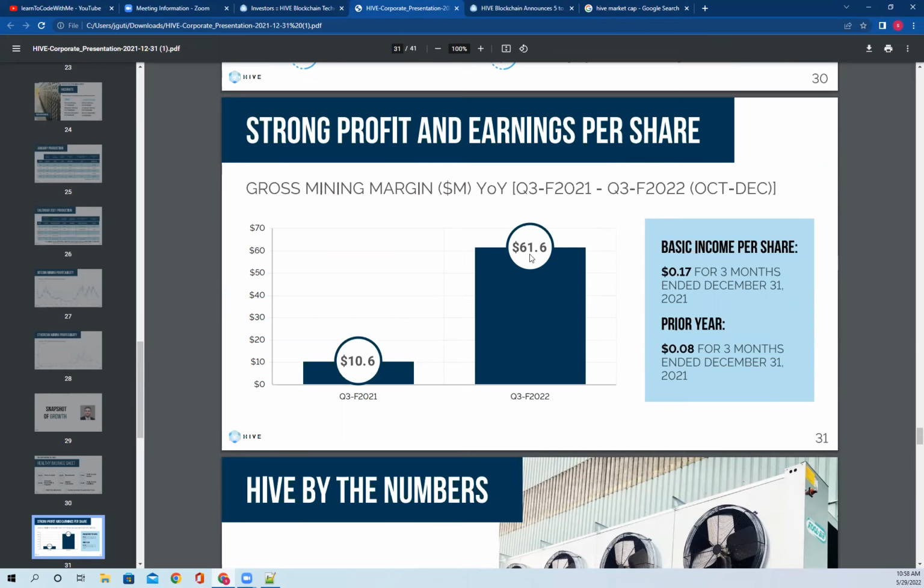And so once again, if you were to multiply this by 4, you would see a profit of about $240 million. However, I was being conservative on it. I said about $190 million. So even at a conservative amount, this is just insanely good profitability.